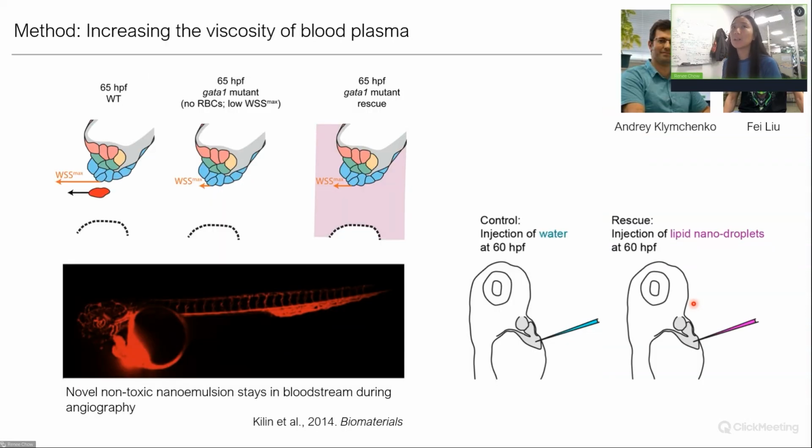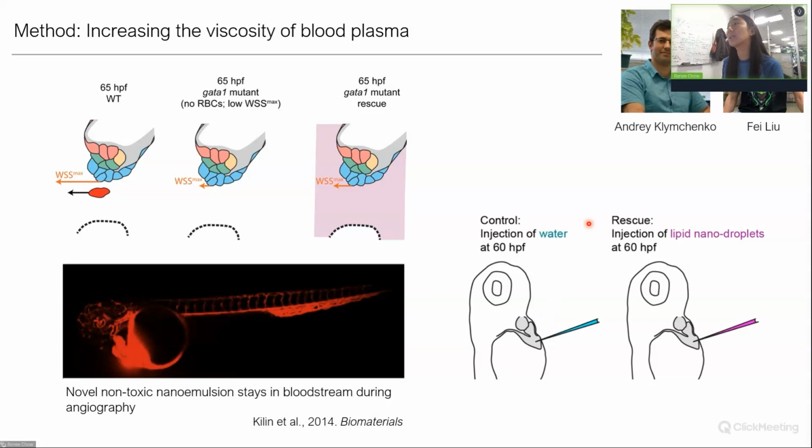In order to find out if what I'm seeing is really due to mechanical forces and not due to some chemical property that's being changed in the GATA1 mutant, I was looking for a way to increase the viscosity of the blood plasma and therefore increase the wall shear stress experienced by the cells. And initially, I was injecting things like starch and dextran into the embryos, but the embryos all died.